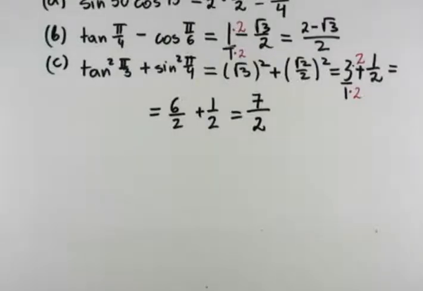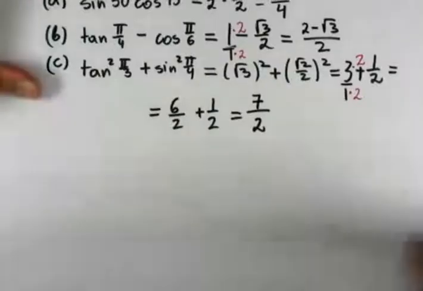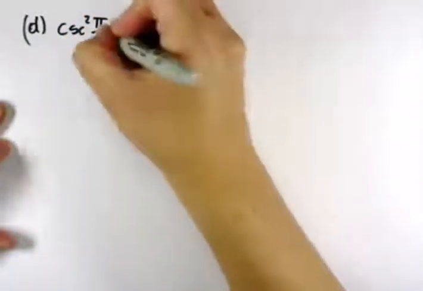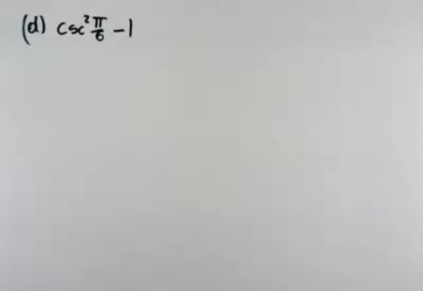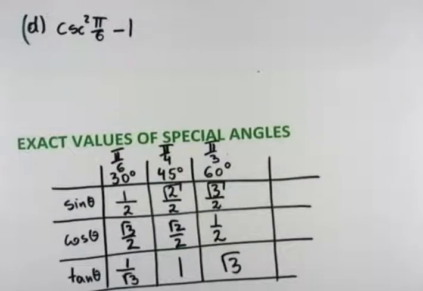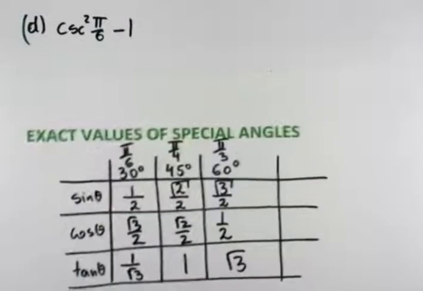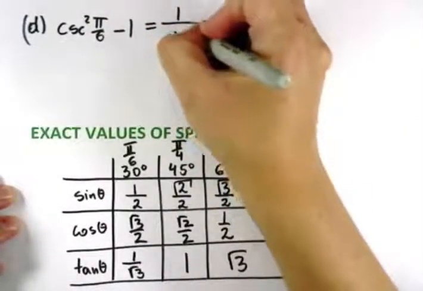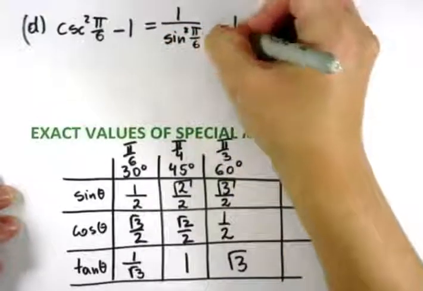Okay, let's do one more example. Let's do one more example. The cosecant squared of pi over 6 minus 1. When I look into my little chart, I don't have cosecant, but I know that cosecant is nothing else but 1 over sine. So this one is 1 over sine squared pi over 6 minus 1.